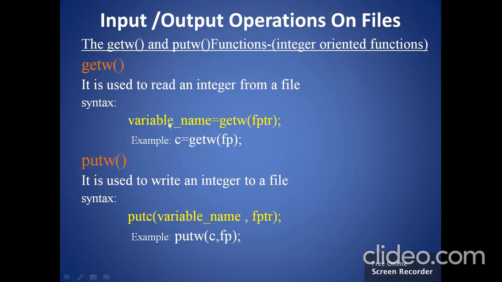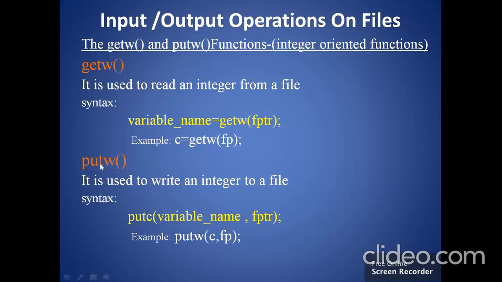For understanding more about the syntax, consider the example, that is C equal to getw. Inside the bracket, we will have fp, then put the semicolon. Here, C is the variable name. Then getw is the function used to read an integer from a file. Then inside the bracket, we will have fp. fp indicates the name of the file pointer. Actually, what happens in this particular code is, with the help of the getw function, the integer present in the file will be read, and that integer will be copied into the variable C.